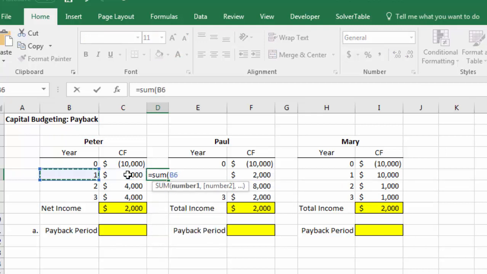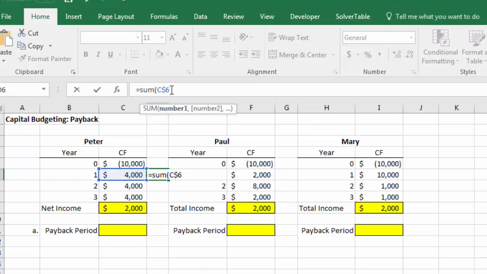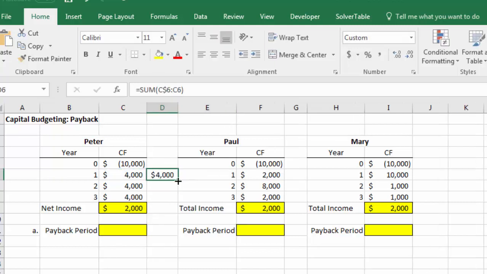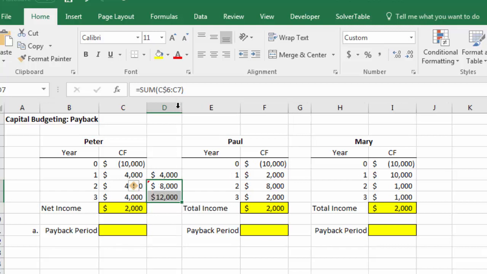So I'm going to lock that in as $C$6 to itself. So C6 to C6, but notice that first one's locked, so when I fill down, it now goes from C6 to C7, and then it goes from C6 to C8. Expand that so we can see it.